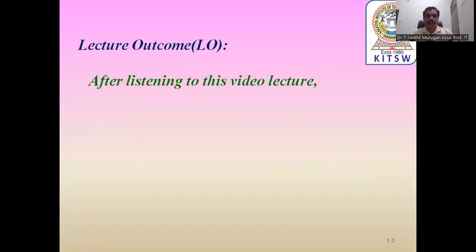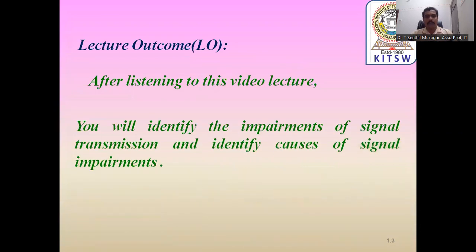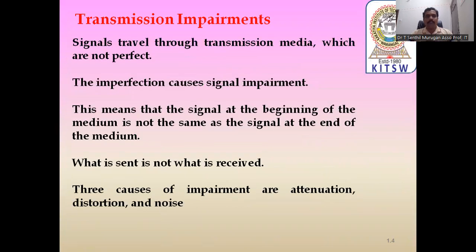After listening to this video lecture, as students, you will be able to identify the impairments of signal transmission and identify the causes of the signal impairments. So first, what are transmission impairments? Signals travel through transmission media which are not perfect. That means imperfection causes signal impairments.